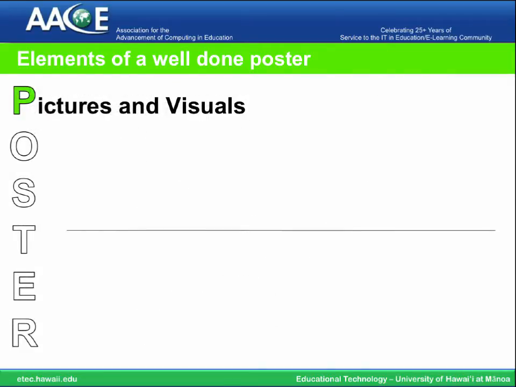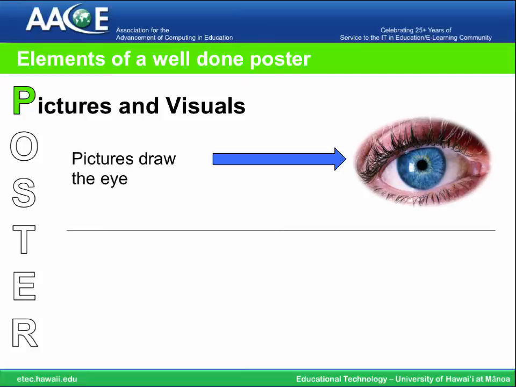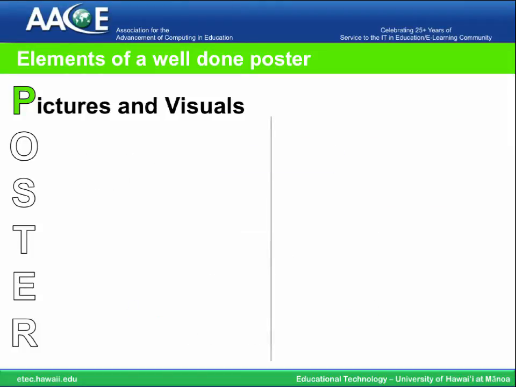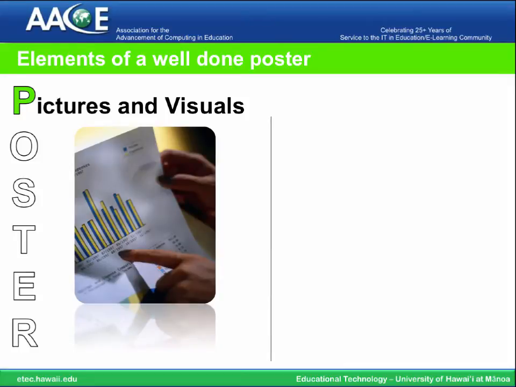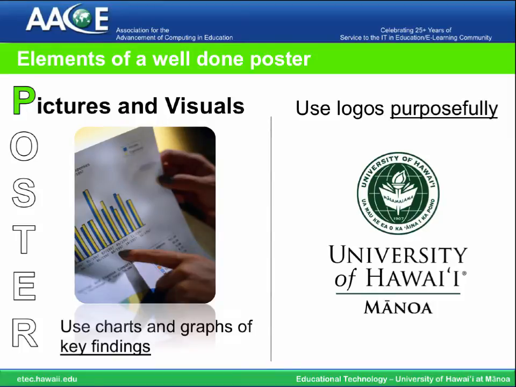Pictures and visuals. Try to find pictures that draw your eye, things that are interesting and fascinating so that people will want to walk up to your poster. Remember that words can actually be used as visuals. Think of how you might be able to do this. Charts and graphs of key findings are particularly helpful. But please, use logos purposefully. Using the logo of a conference doesn't really make sense. It's much better to use a logo of your organization.